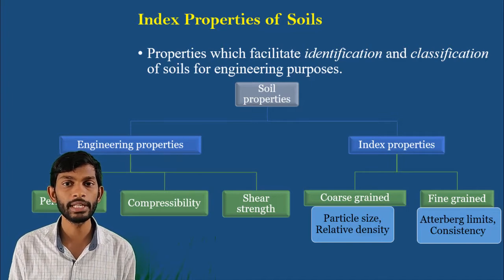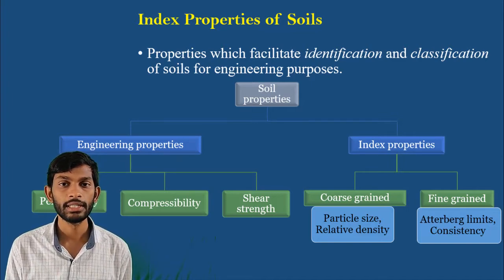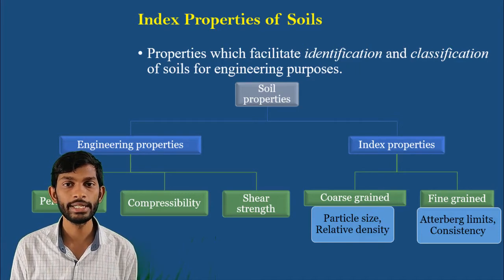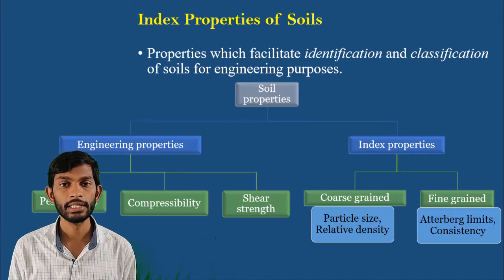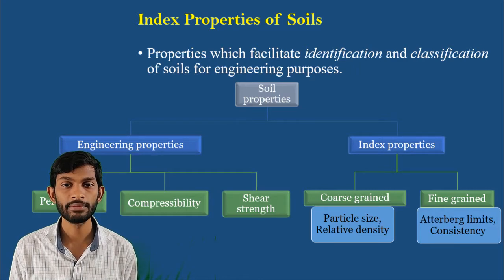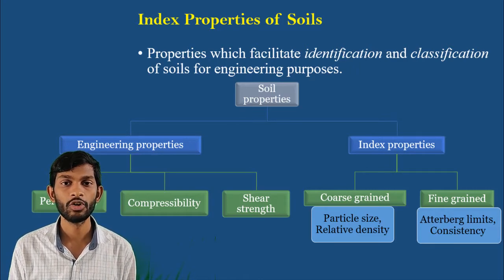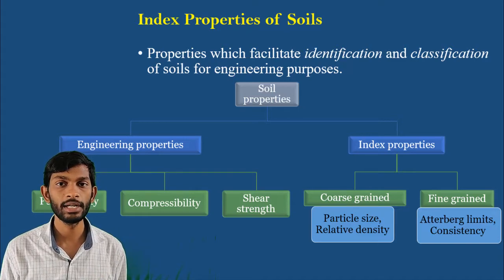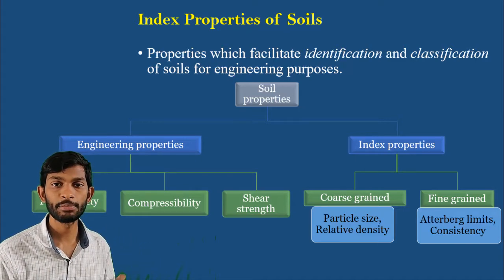So if you remember the last class, we talked about how the dry density of a soil sample in the field can be determined by using two methods. The first method is sand replacement method and the second method is core cutter method. Right? So these are the two things which are available under coarse grained index properties.